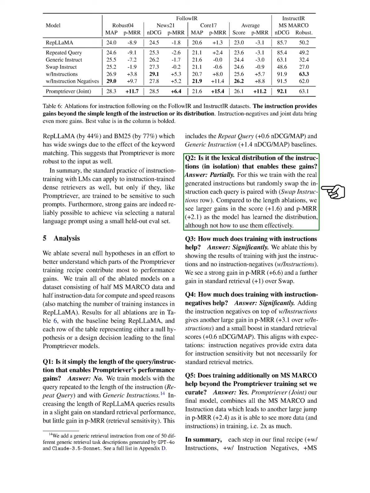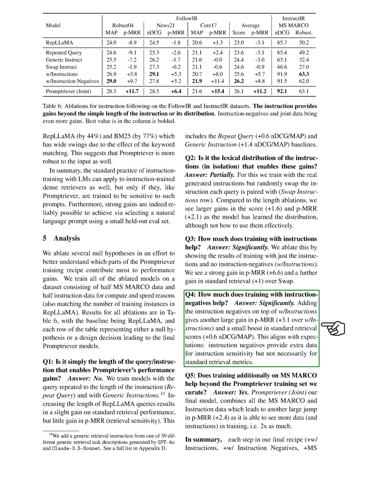We also examined the impact of training with instructions. Our results show that training solely with instructions, without instruction negatives, led to a notable increase in retrieval sensitivity and a slight improvement in standard retrieval scores. Furthermore, we found that incorporating instruction negatives significantly enhances performance. This addition resulted in a considerable boost in retrieval sensitivity and a minor increase in standard retrieval scores, aligning with our expectations that instruction negatives provide valuable data for sensitivity but not necessarily for standard metrics.